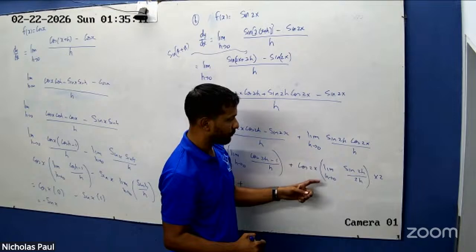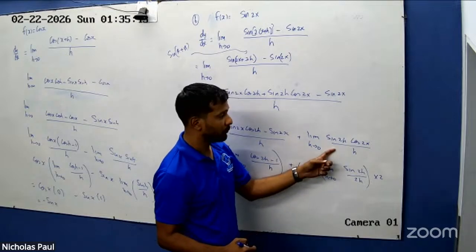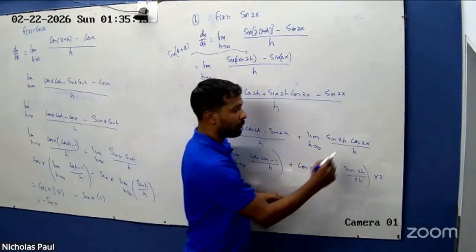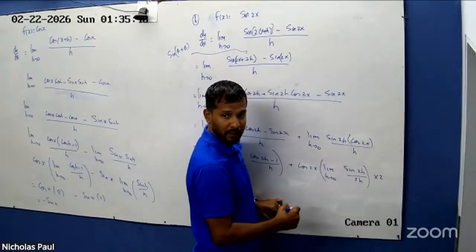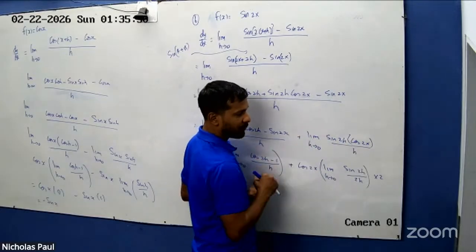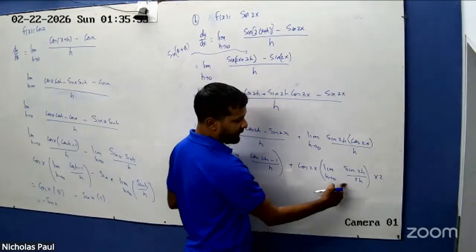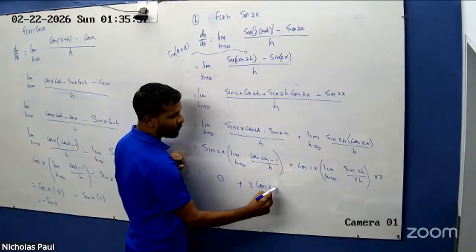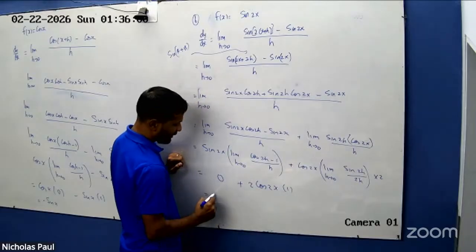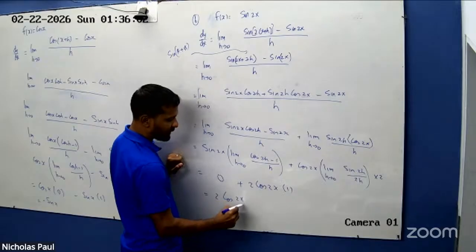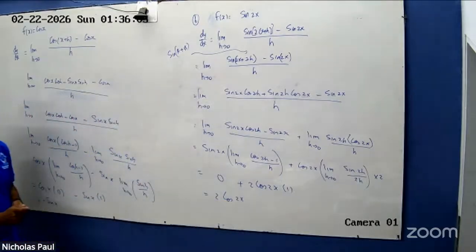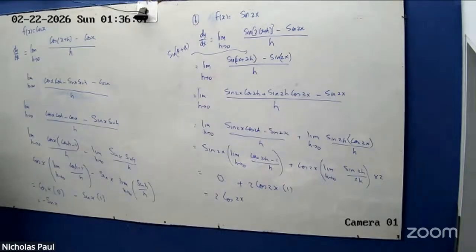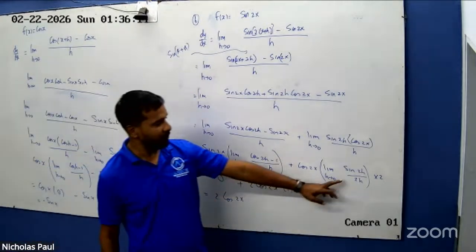I pull the 2 out in front here, it's multiplied, right? This value here is 1, so I'll end up with 2 cos 2x by 1. So the final answer is 2 cos 2x. So you have to remember all the rules. You have to remember this from something we did a week or 2 ago.